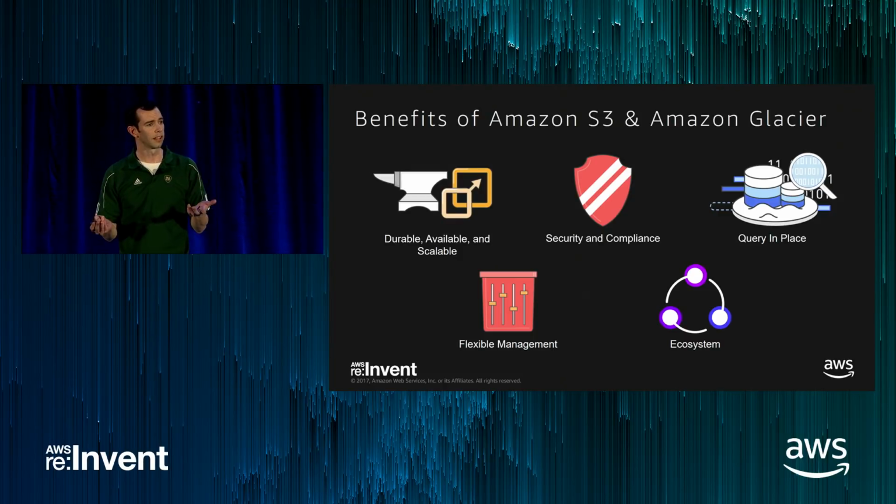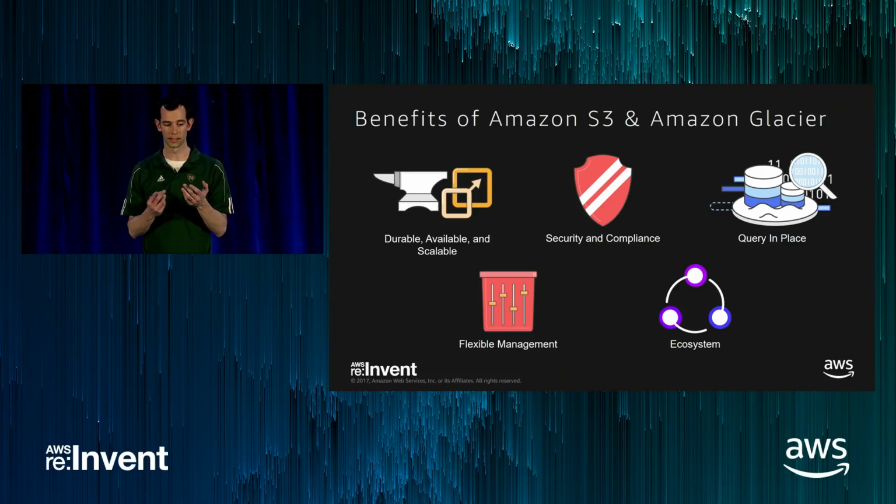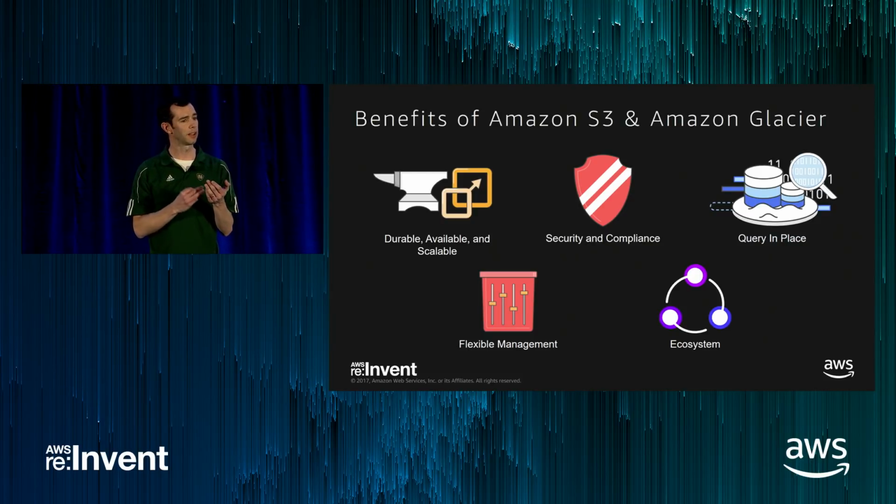So when customers look at S3, they're choosing it for these reasons. It's designed to be a durable object store, designed for 11 nines of durability. You can achieve 4 nines of availability in S3 Standard. You can also scale to petabytes or exabytes using Amazon S3.